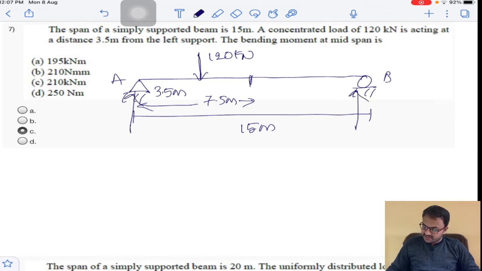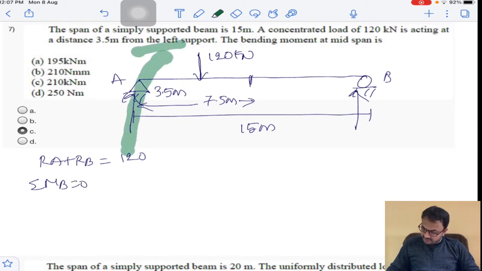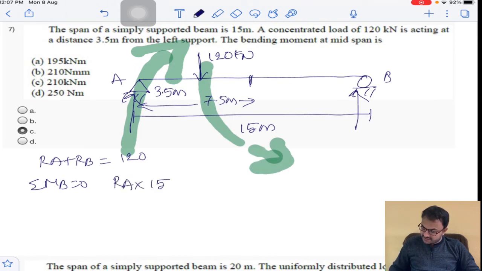So there is one support reaction at A, RA, and at B, RB, and RA plus RB is equal to 120, and I will take moment about B is equal to 0. Now this RA will create a clockwise moment and this 120 will create an anti-clockwise moment. That is RA into perpendicular distance 15 meters minus 120 into perpendicular distance 11.5, that is 15 minus 3.5. You will get RA is equal to 92 kilonewton.